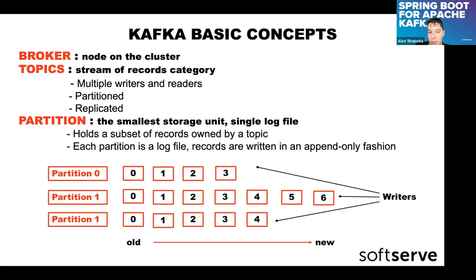A topic has a logical meaning, while a partition has a physical meaning. It's a file and the smallest storage unit, which holds the records owned by the topic. Usually one topic has a few partitions. These partitions allow parallelism and replication for the topic, as I mentioned before. The messages inside a partition are sorted in order, while there is no guarantee that messages between different partitions will be in the same order.